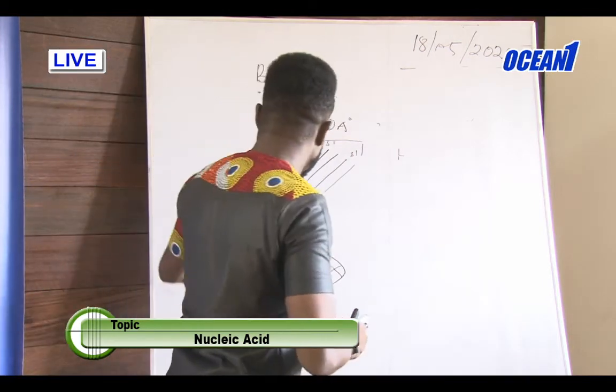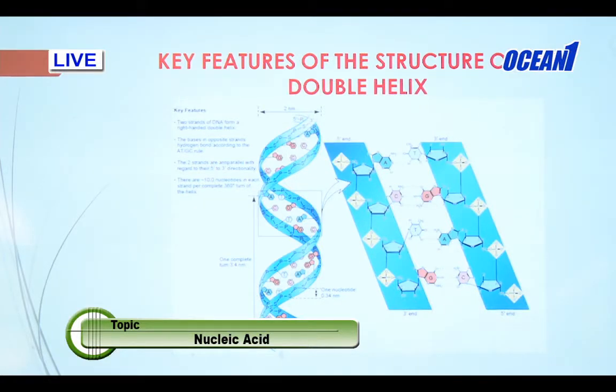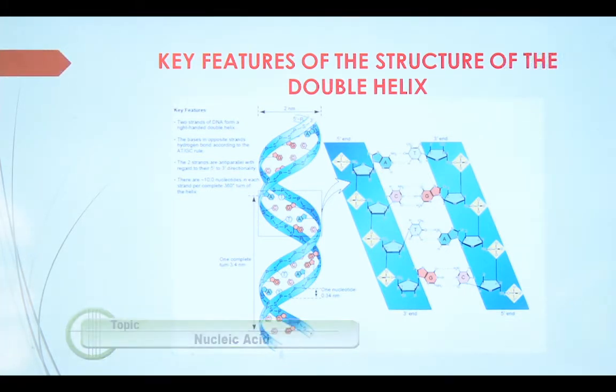Alright, so what I was trying to do is what has been projected on the screen. We are saying the key features of the structure of the double helix. Don't forget that we said that the DNA is a double helix structure. You could see that in my diagram and on what has been projected on the screen. The first one is the helix turn.